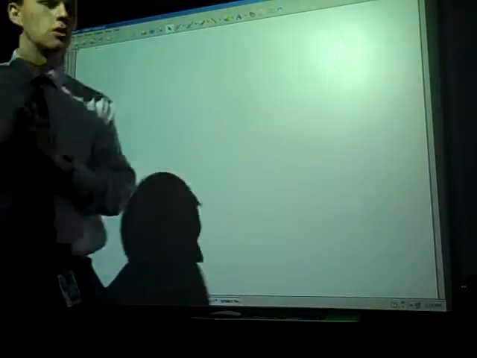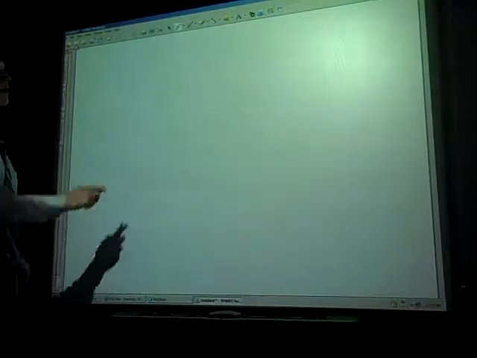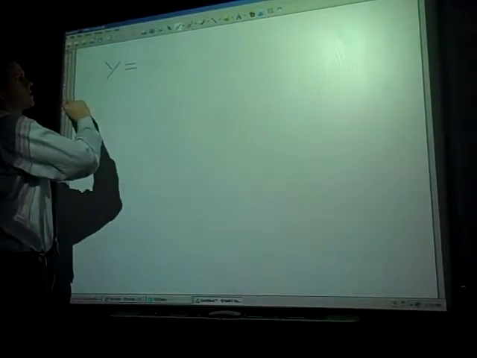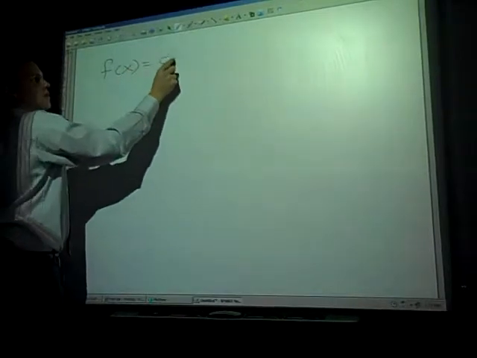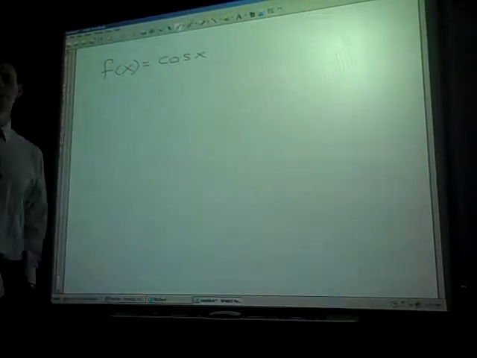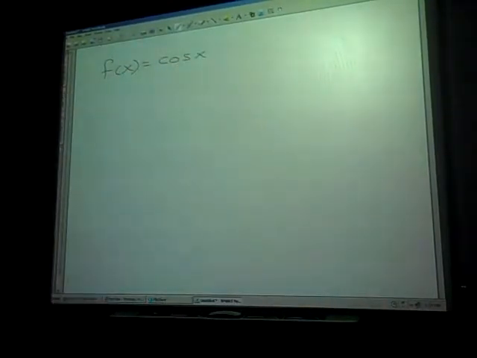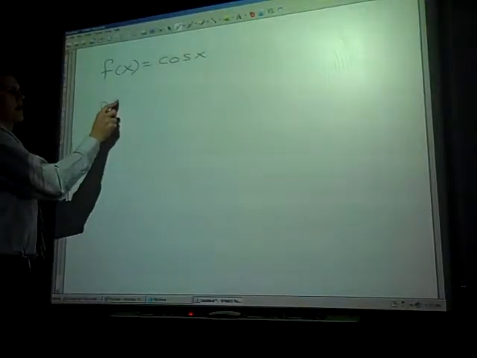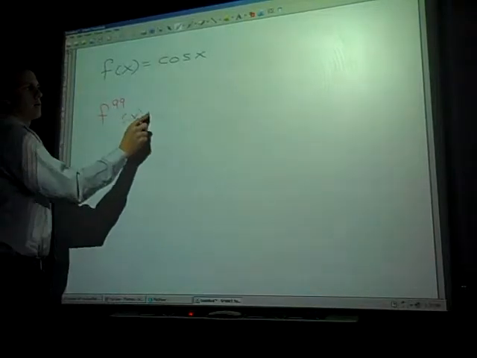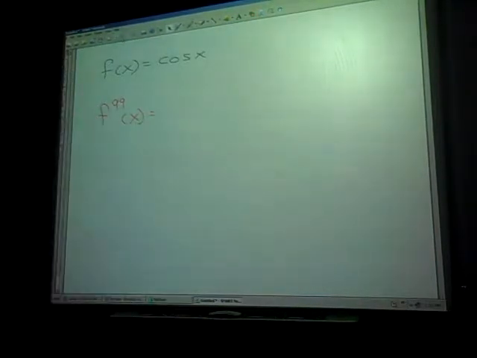Okay, so I just want to do one example problem before I give you guys your homework. Let's start off with the following. If y equals, actually instead of y, how about if f of x is the cosine of x? The question I have for all of you is what is the 99th derivative of the cosine of x?